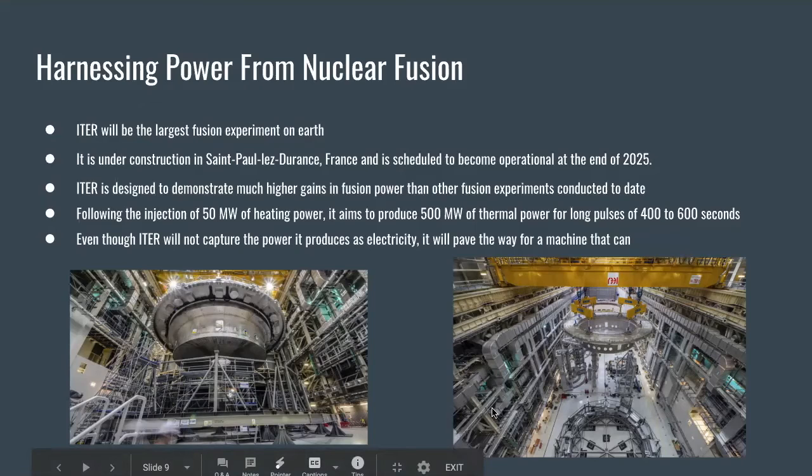And following the injection of 50 megawatts of heating power, it aims to produce 500 megawatts of thermal power for long pulses of 400 to 600 seconds. And even though ITER will not capture the power it produces as electricity, it will definitely pave the way for a machine that can. And below are images of the construction site of ITER.